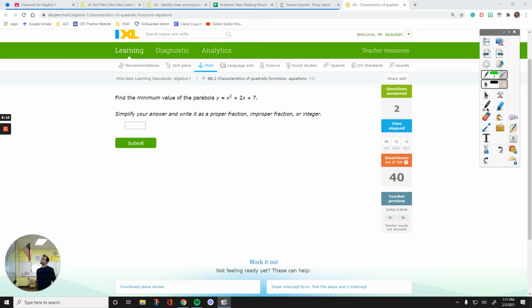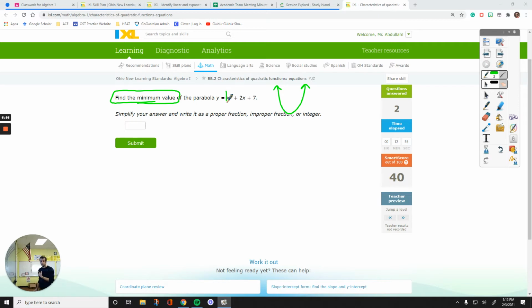Let's do this one. Find a minimum value. Minimum value and maximum value. This one has a minimum value because the graph is going to look upward. That's how the graph is going to be. It's going to open up because the number in front of x squared is a positive number. If your a value is positive, the graph opens up. We learned about this before. If you need help with that, it's called graphing the vertex form on IXL.